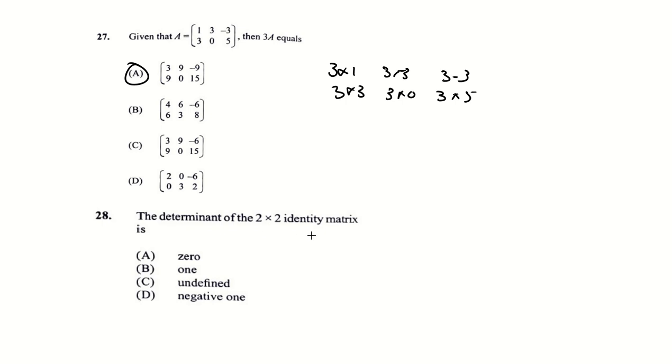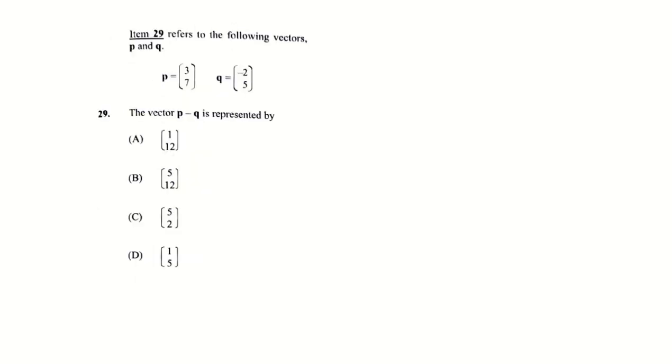The determinant of a 2 by 2 identity matrix is 1. If it was a singular matrix, it would be 0, right? So the answer is A. I mean B. Sorry, my bad. P minus Q, that's 3 minus minus 2, and 7 minus 5. 3 plus 2 is 5. 7 minus 5 is 2, so the answer would be C.